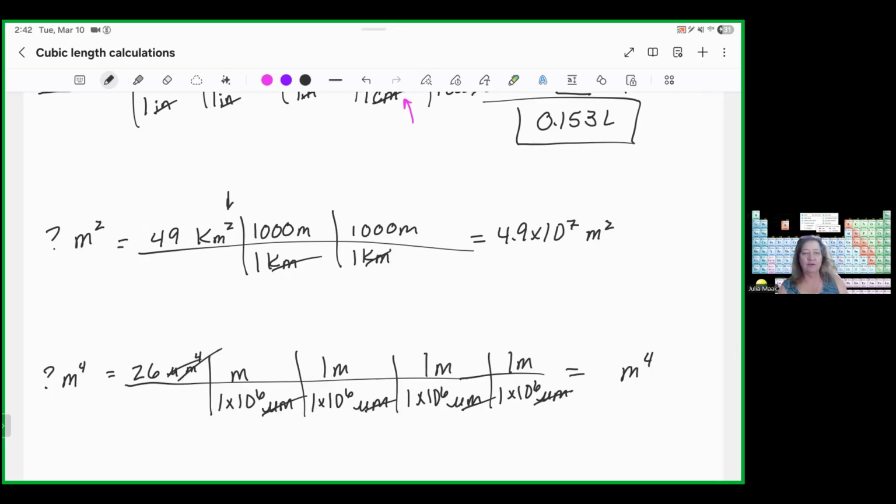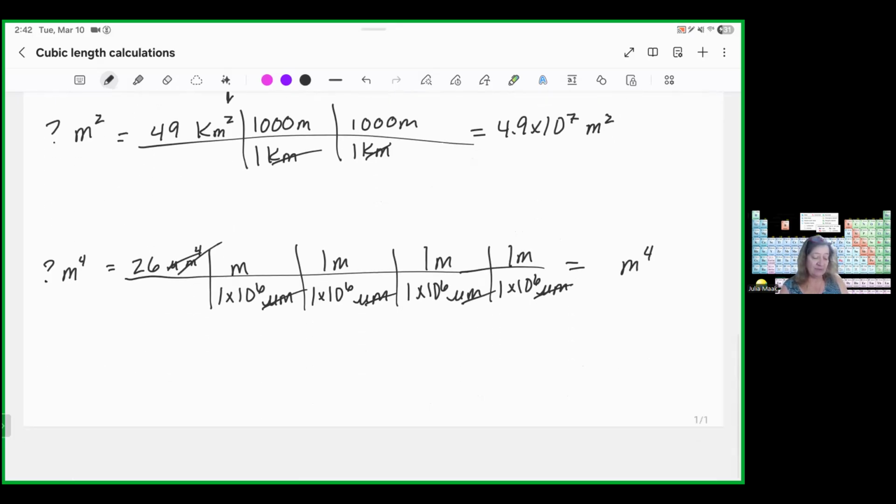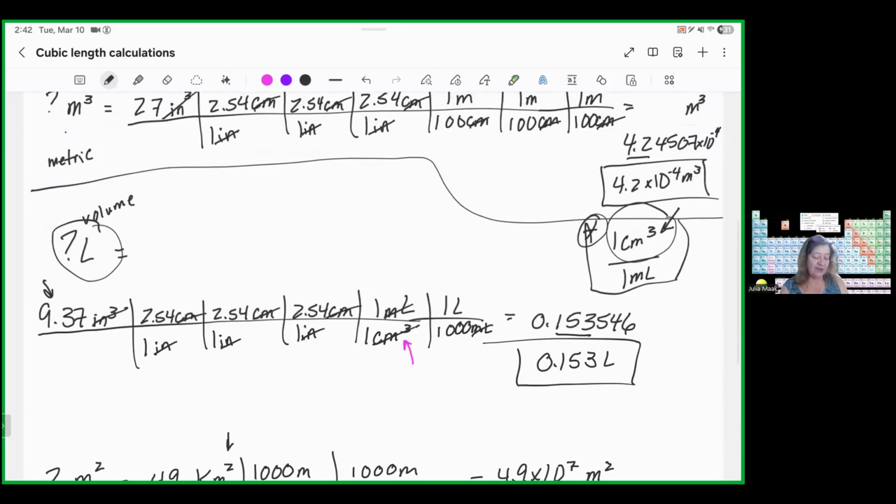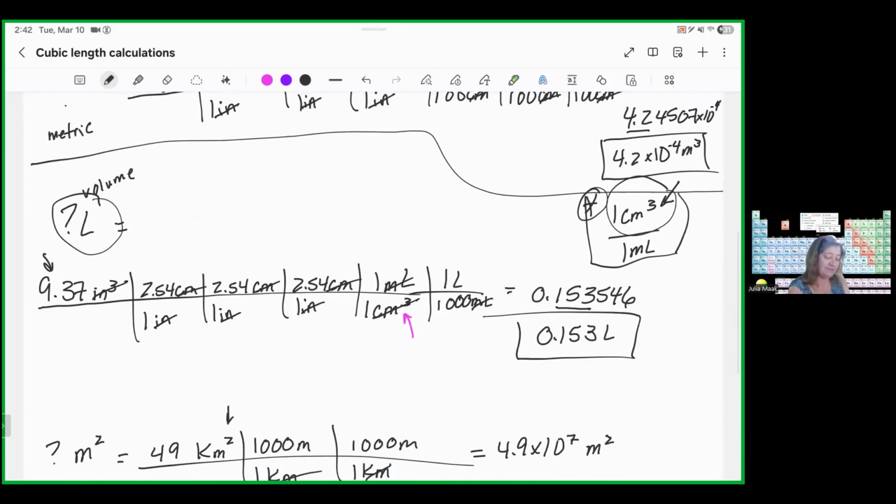Okay, I'm not going to worry about doing the calculations, but do you see what I'm saying? No matter how many units you have to cancel, you have to do it that many times. But pay attention, because like right here, I already had the cubed. I didn't need to do it 3 times.